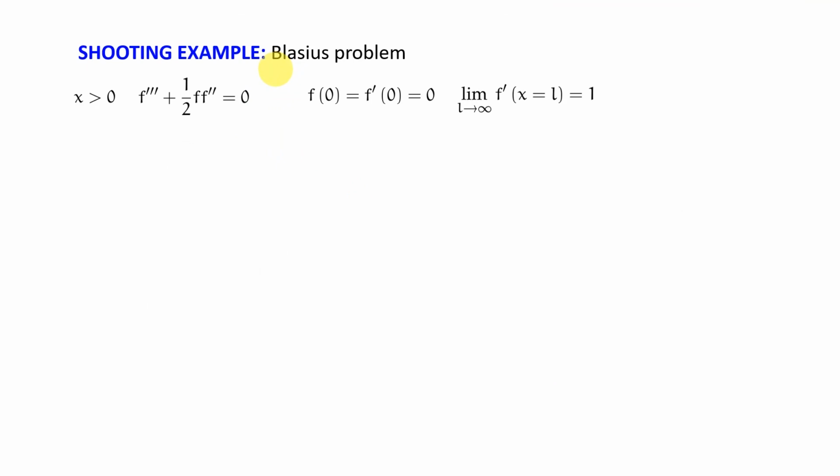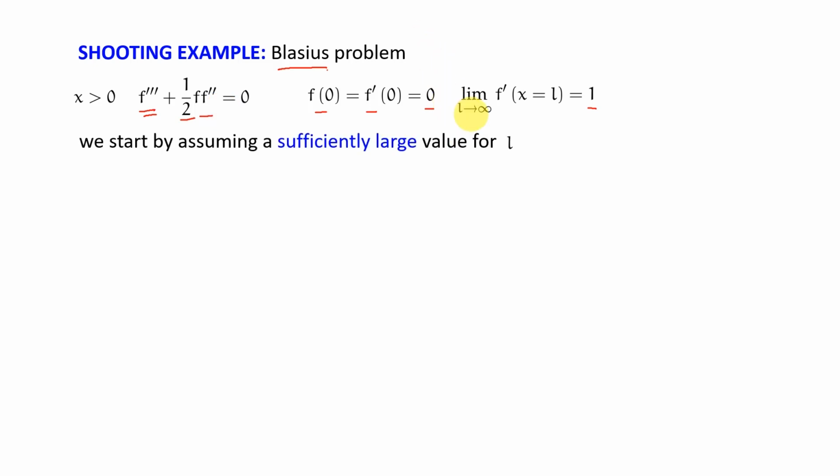So let us take this example of a Glaciers problem. Here at x equal to 0, f and f prime both are equal to 0. At x equals infinity, f prime is 1, and in between, for x greater than 0, I have f triple prime plus half f f double prime equals 0. If you have done a course in fluid mechanics, you know f represents the stream function and f prime represents velocity within the boundary layer.